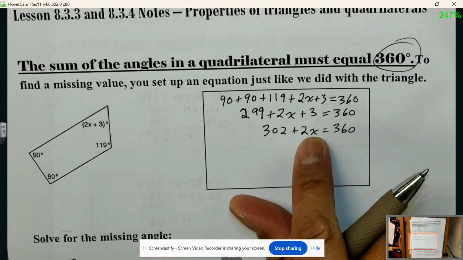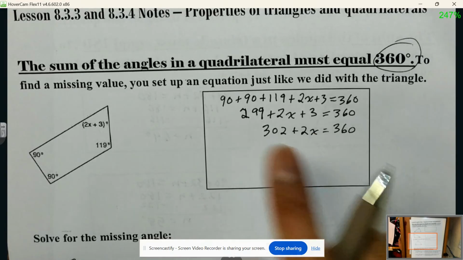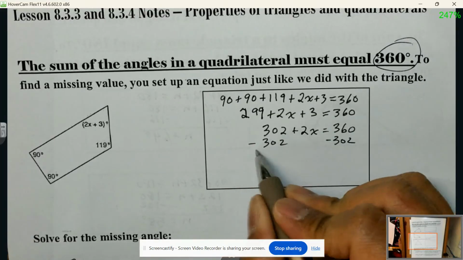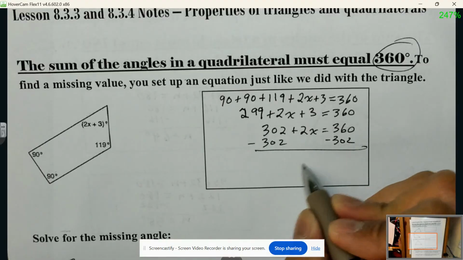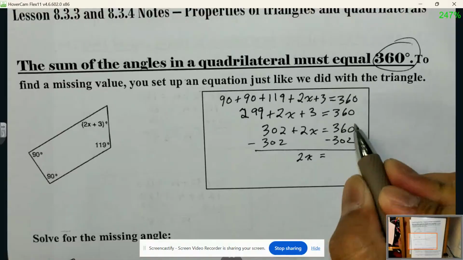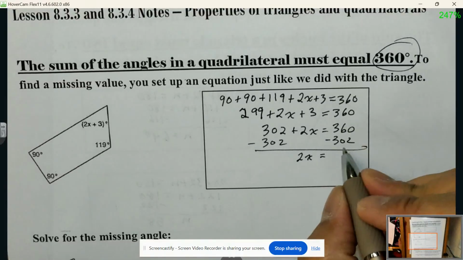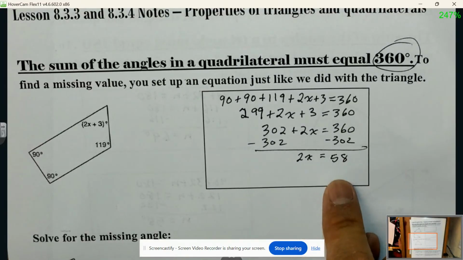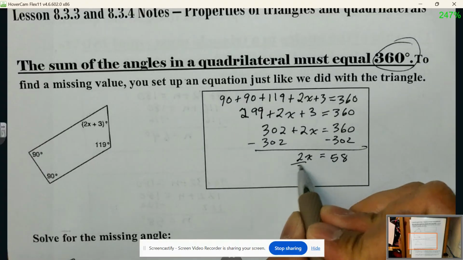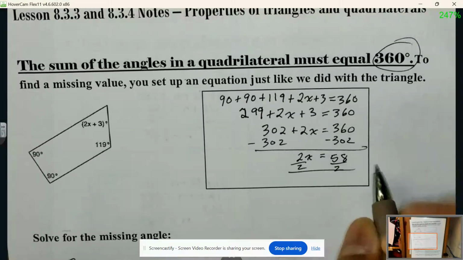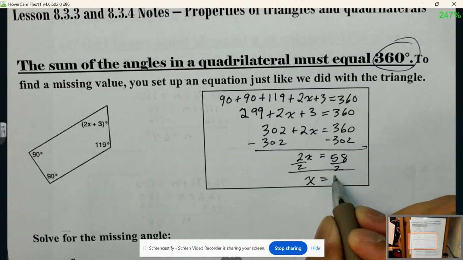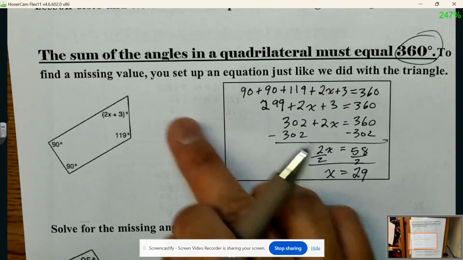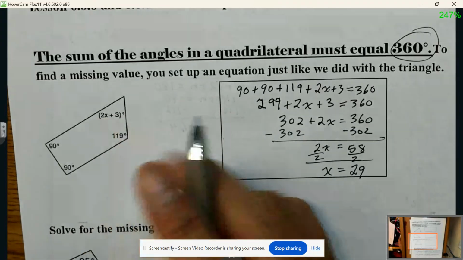And then isolate the variable term, subtract 302 from both sides, and we get 2x is equal to 58. And then our last step would be to divide by the coefficient, divide by 2, x is equal to 29. Okay, so 29 we would then plug back into here.